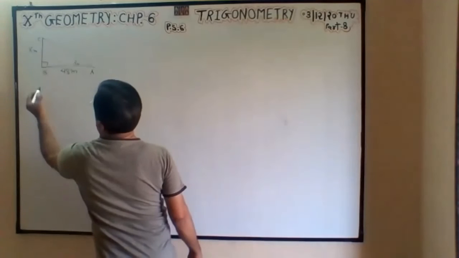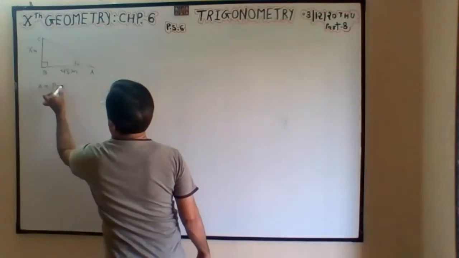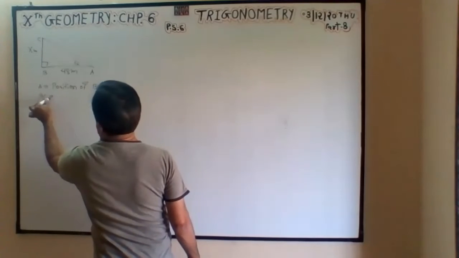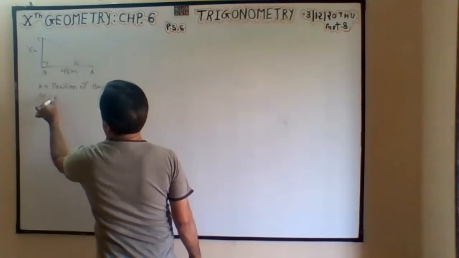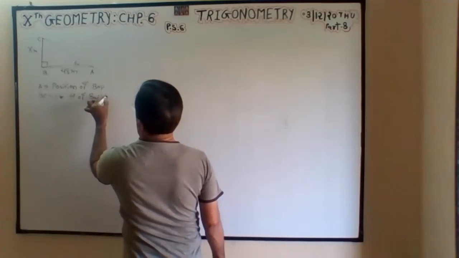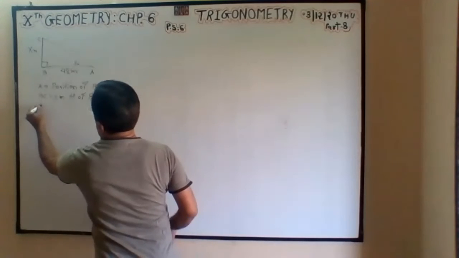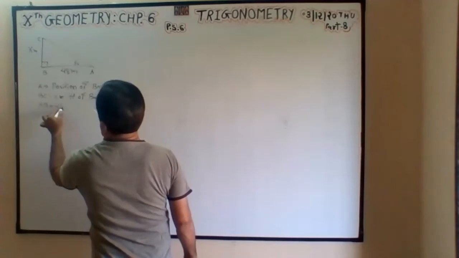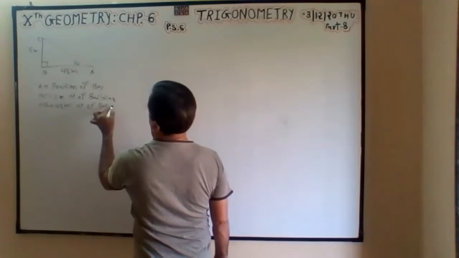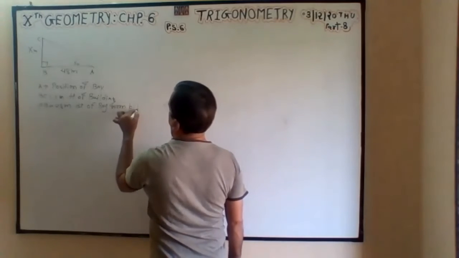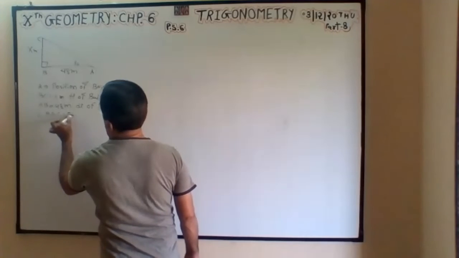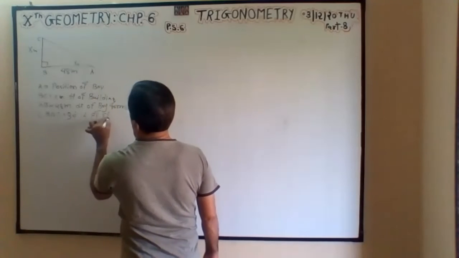Now write all the description. A, B, C. A, position of boy. BC is equal to x meter, height of building. AB, 48 meter, distance of boy from building. Angle BAC is equal to 30, angle of elevation.